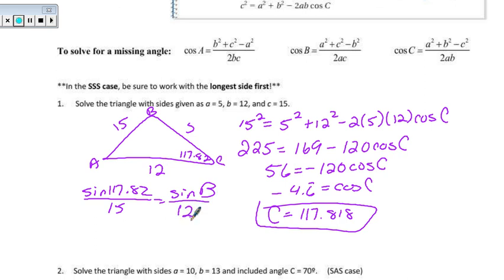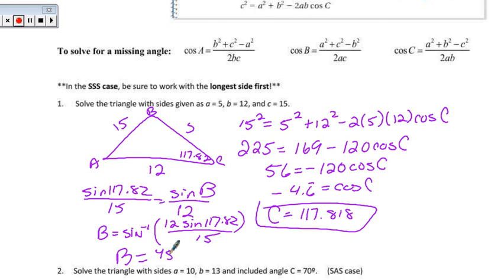And just remembering again, we need to use our inverse functions here. So B is going to be the inverse sine, multiplying in this direction: 12 sine 117.82 divided by 15. And I find angle B to be about 45.04. And then just subtracting from 180, because all triangles sum to 180, we find the third angle to be about 17.15.